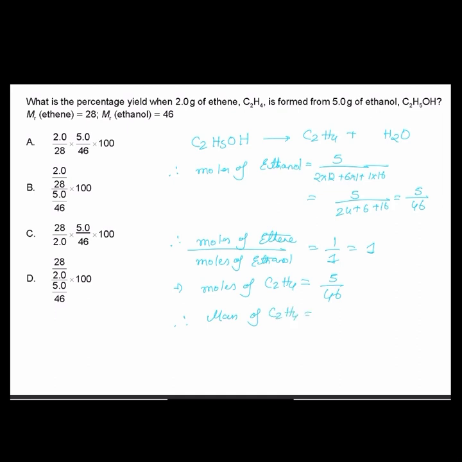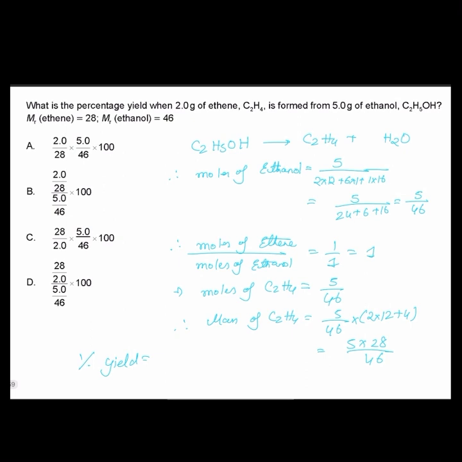That is moles times the molar mass. Molar mass of ethene is, sorry, this is 46. Molar mass of ethene is 2 times 12 plus 4, 28. So 5 times 28 by 46 is the mass of ethene. Now percentage yield would be actual mass divided by theoretical mass times 100.